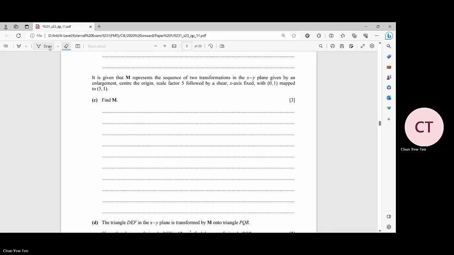So we let A represent the enlargement. The enlargement scale factor of 5 will be 5, 0, 0, 5. We just memorize the result for enlargement of scale factor k. Then B is the shear. Shear will transform 0, 1 to 5, 1. So it will be this, 0, 1 to 5, 1.